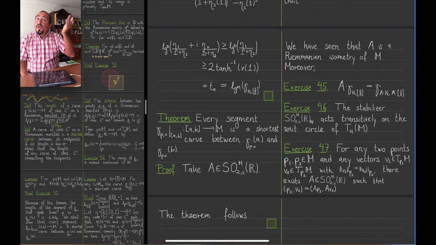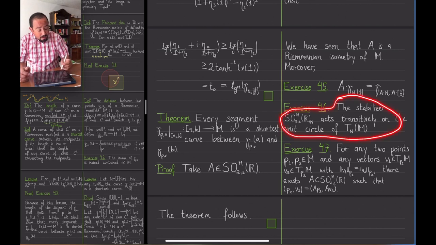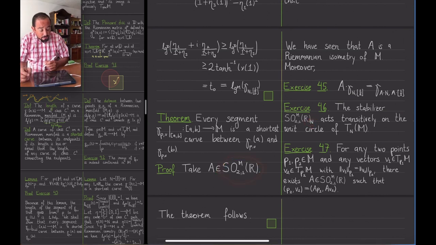Or if you want, a dot sine of t naught zero cosine of t naught, the hyperbolic sine and cosine. Okay, so this can be achieved in two steps. First is that the stabilizer of n with respect to the action of the restricted Lorentz group acts transitively on the unit circle of the tangent plane of n.